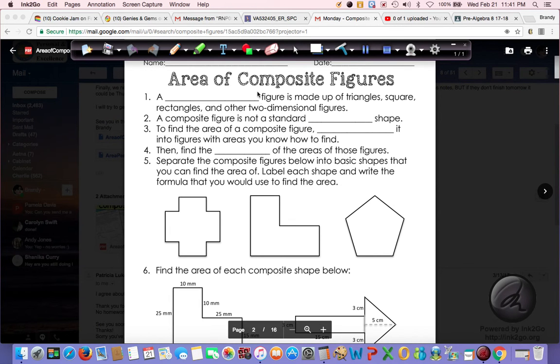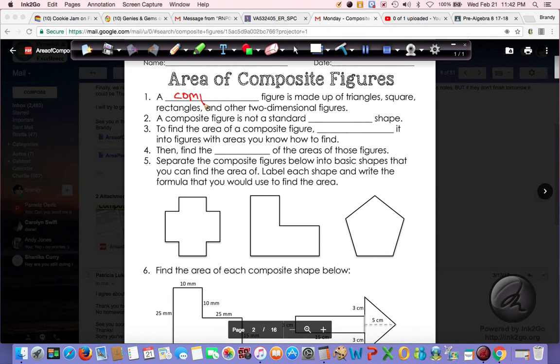Okay, here's our next sheet. We're going to fill out some words that you need to know, and then we'll do some examples of what it's going to look like. So number 1, a blank figure is made up of triangles, squares, rectangles, and other two-dimensional figures. And the word here is going to be a composite figure.